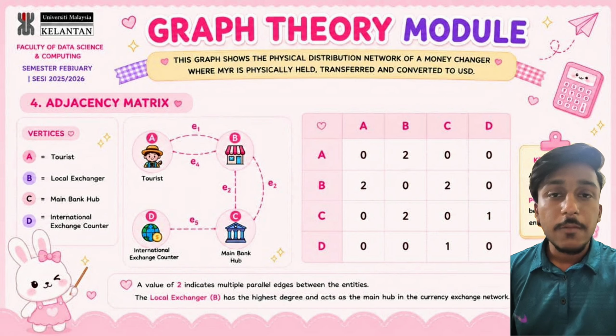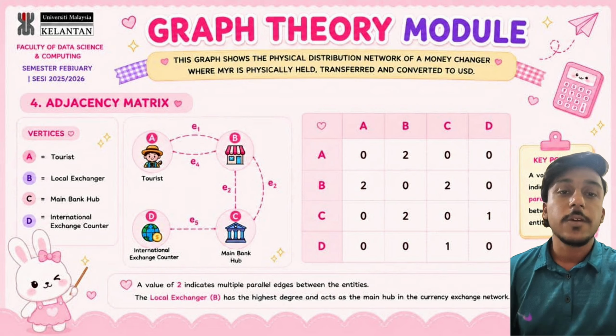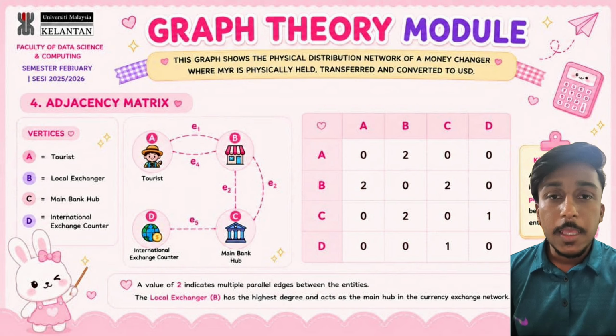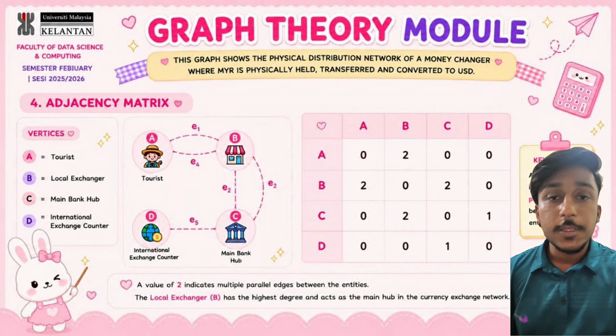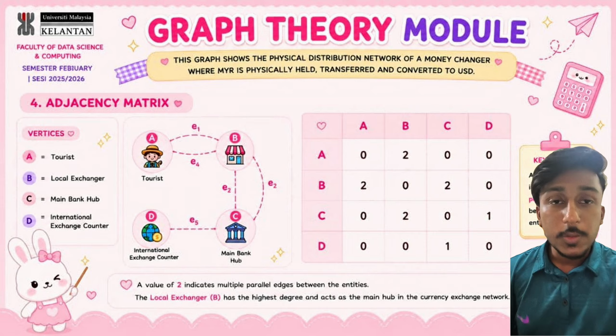Good day everyone, I will explain three parts of our project, which are the adjacency matrix, the tree module, and the conclusion. First, the adjacency matrix. In our currency exchange system, we represent the relationships between four vertices: tourist, local exchanger, main bank hub, and international exchange counter. The adjacency matrix shows how these vertices are connected using numbers.